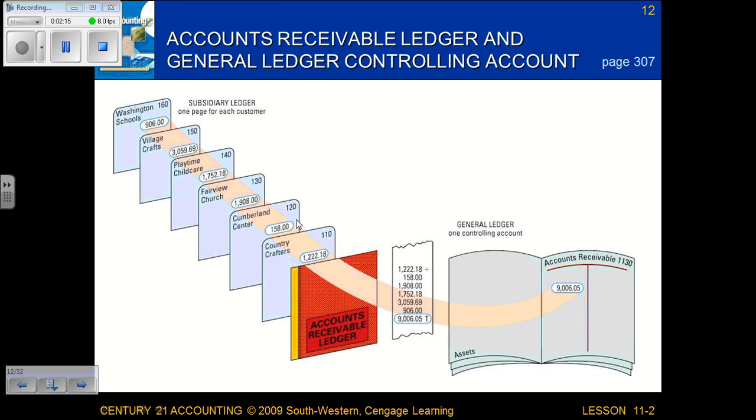When we are looking at the ledgers, when the balance for a customer account changes, what also is going to change is the balance in the accounts receivable account. So the total of all the customer account balances in the accounts receivable ledgers is going to equal the balance of the accounts receivable account.